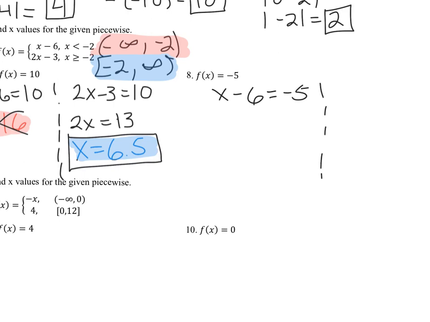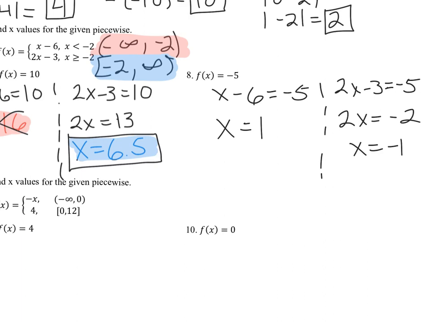And then I have my 2x minus 3 is equal to negative 5. Now, when I start solving for these, remember, I want to make sure that my x value ends up fitting into that piecewise domain, okay? So I'm going to add 6 to the side, so I got x is equal to 1, okay? And then over here, add 3 to the other side, I got 2x is equal to negative 2, and then x should equal negative 1.